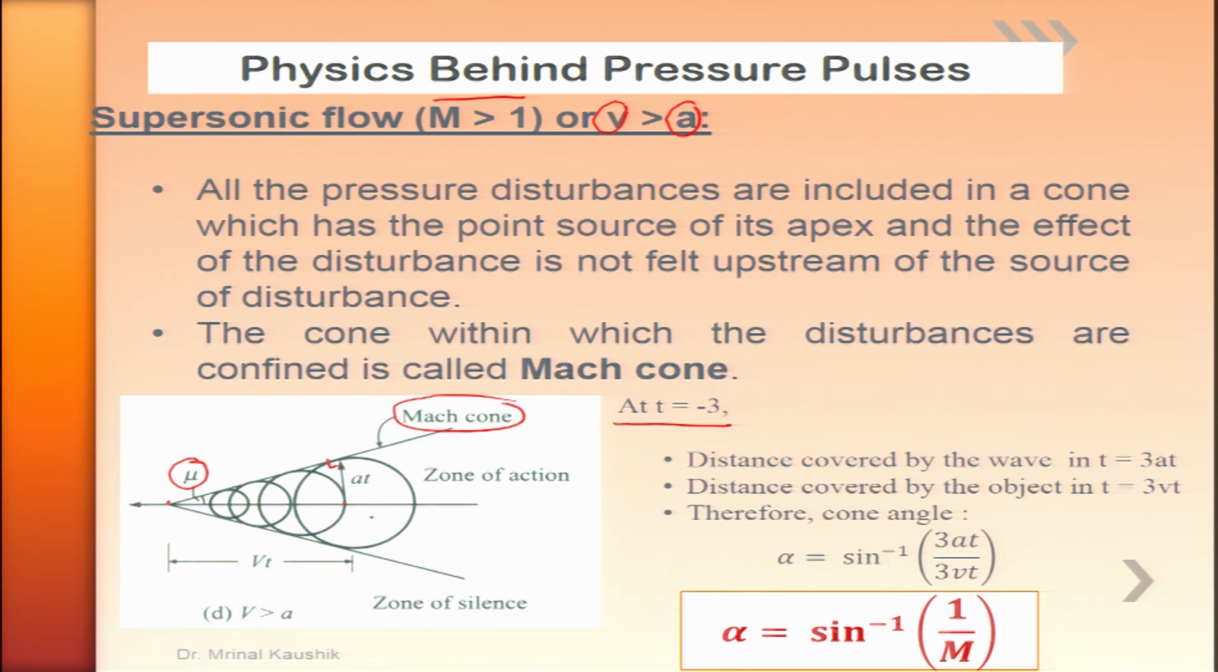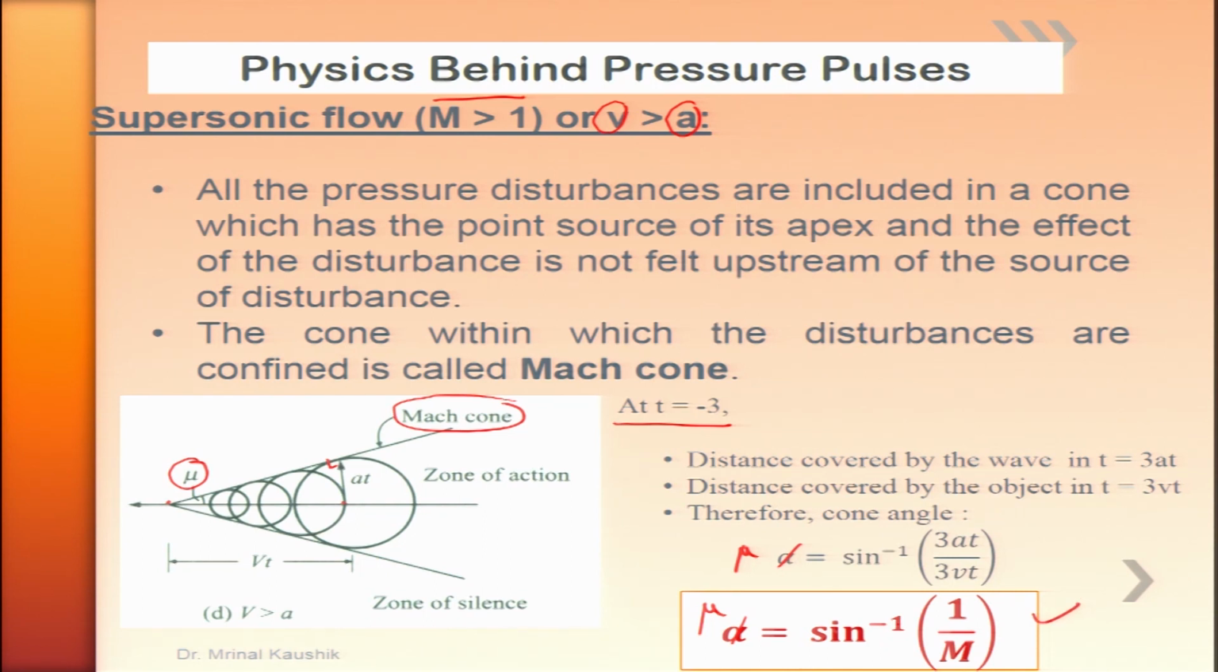Now, from this center, if I draw a perpendicular here, then for the Mach angle, using basic trigonometry, I can write that the length traveled by the source, that is our object, in 3t multiplied by the velocity v, becomes 3vt, whereas this front, moving with the acoustic speed, at t equal to 3 seconds will be 3at. Using basic trigonometry, the perpendicular divided by the hypotenuse gives you the Mach angle, mu, equal to sine inverse of 1 by M.